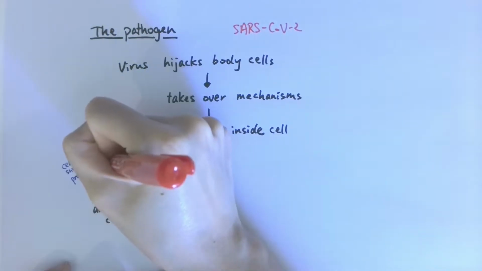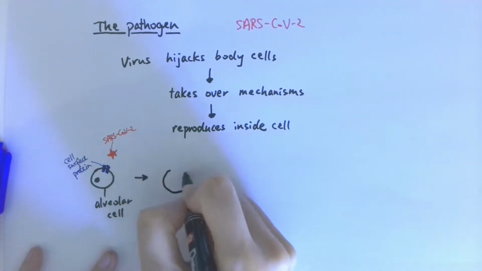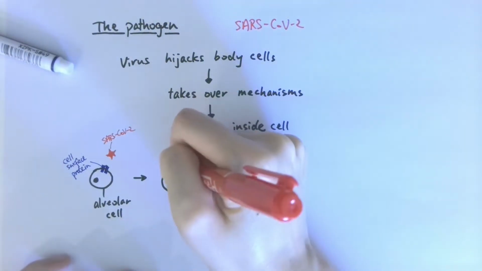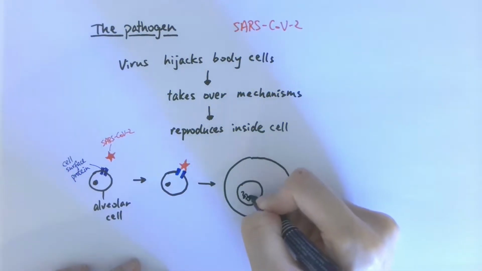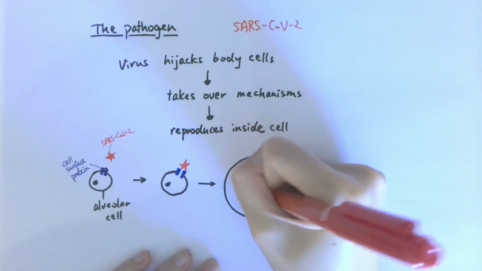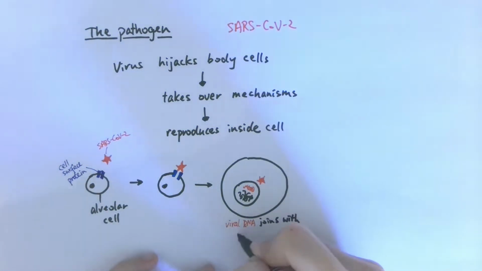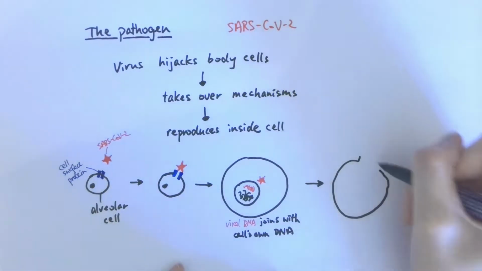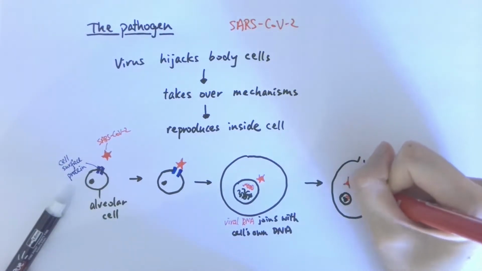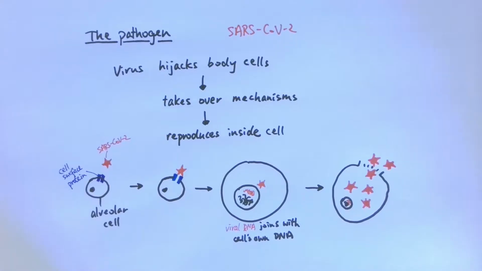To go into a bit more detail, the virus enters the cell through an enzyme found on our cell surface, and they incorporate their viral RNA with our own DNA. So when the DNA is used to make our own proteins, the viral proteins are also made at the same time, using up our own resources and energy in the process.